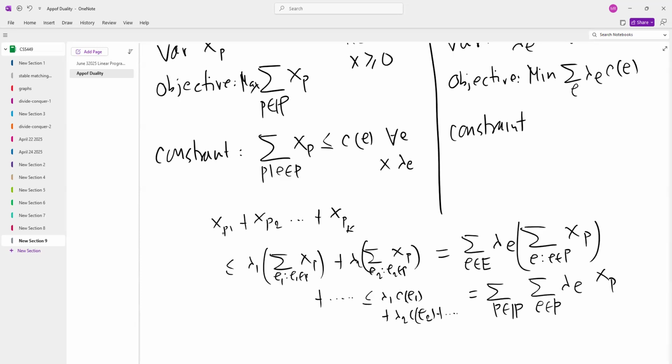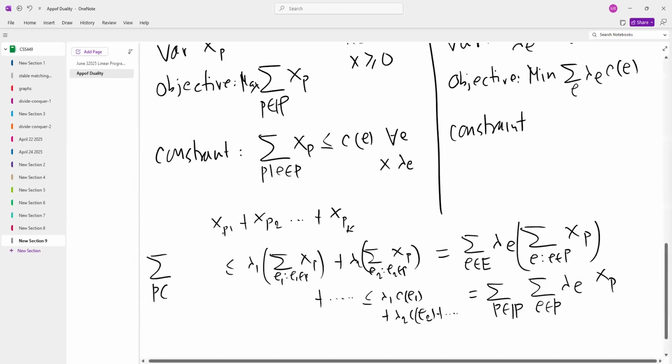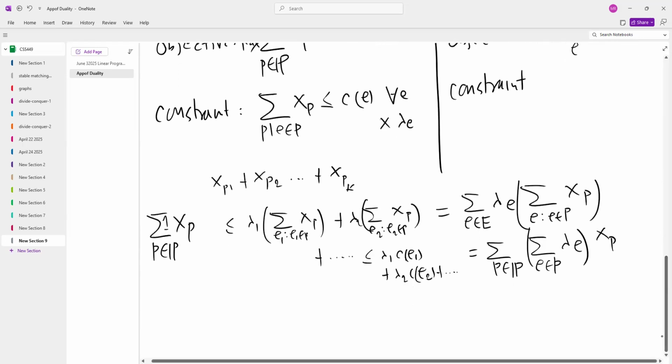And then what you have on this side is basically summation of all paths P xp, and then every path has a value 1, and then we have this here, right? And now if you equate these two parts, what do you get? You get that for all paths, 1 is less than or equal to summation of E belonging to that path P, lambda E.